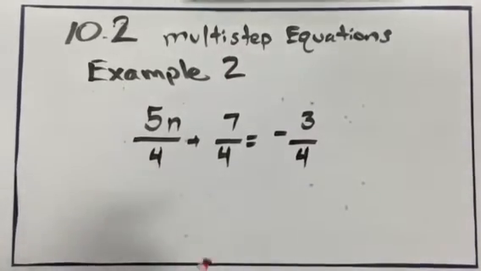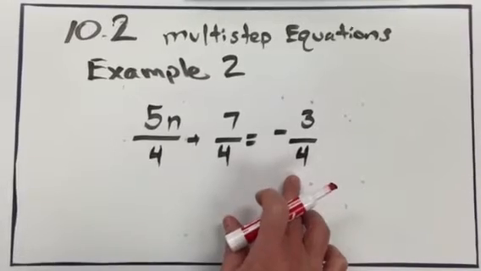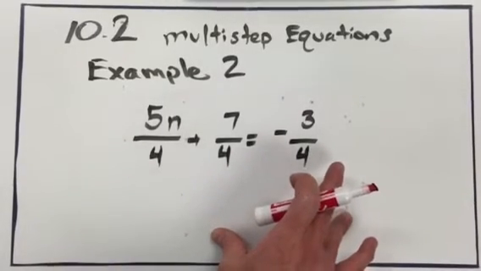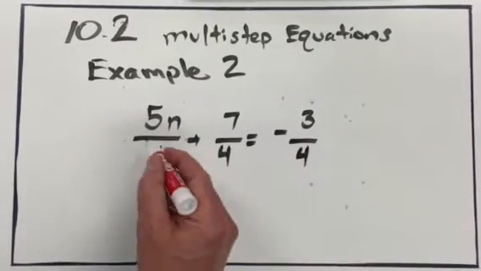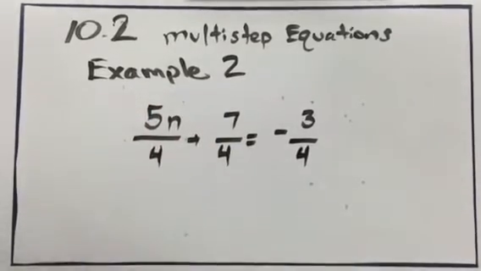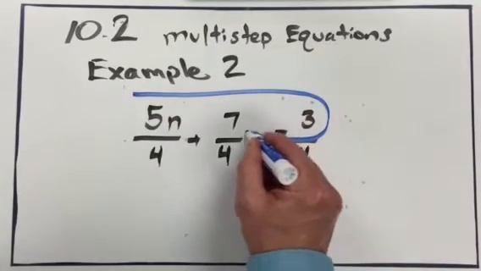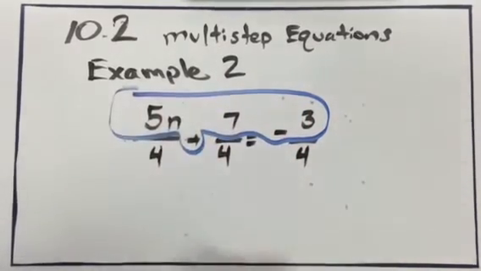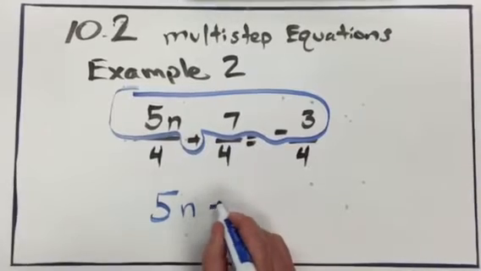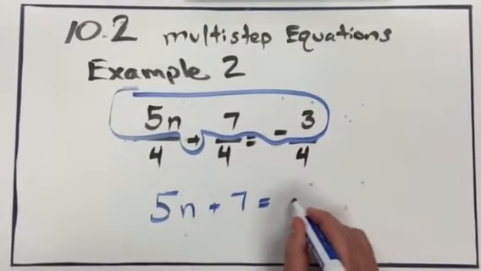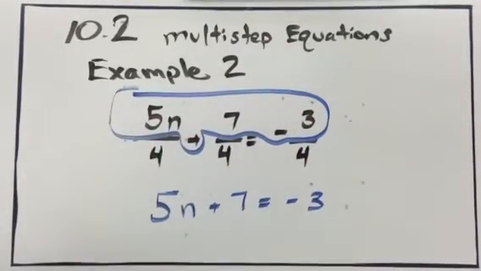Okay, if you take a look at this, notice that the denominators are all the same. And when the denominators are all the same, then adding fractions becomes very easy. And so what we could actually do is think about just this top piece here to solve it. So when we solve this, what we would have to say is 5n plus 7 equals a negative 3. Because the denominators are the same, we can just look at the numerators on this.